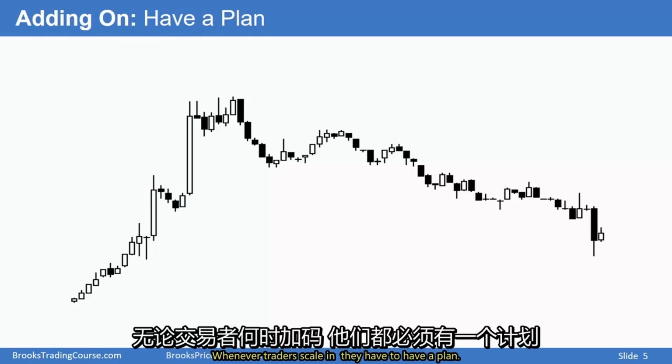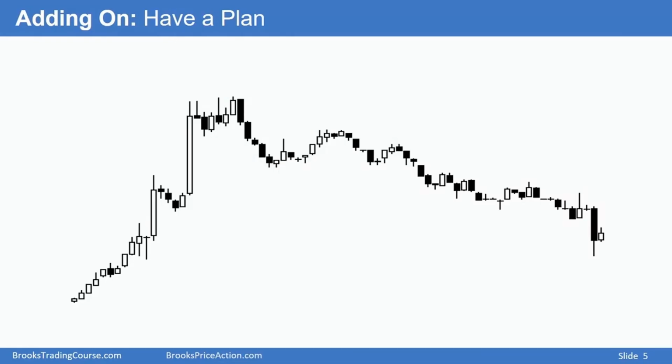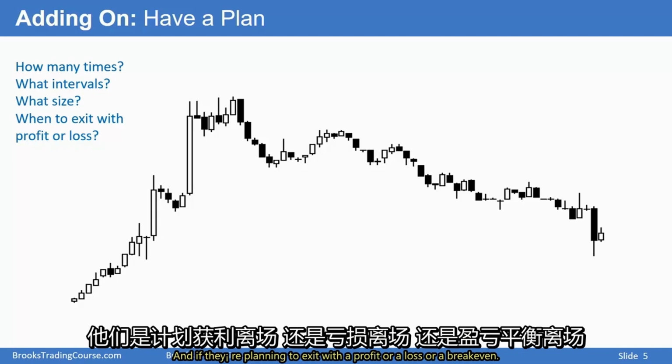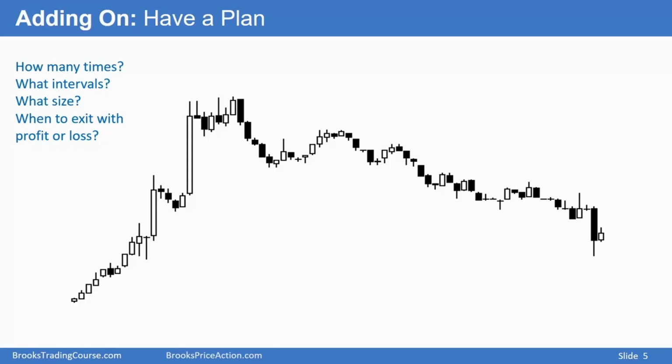Whenever traders scale in, they have to have a plan. How many times are they going to add to their position? And at what intervals? How far apart will their entries be? What size? And then they also have to know when they plan to exit, and if they're planning to exit with a profit or a loss or a break even.